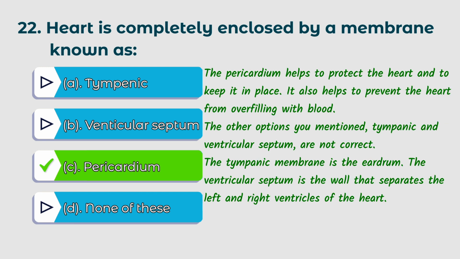The pericardium helps to protect the heart and to keep it in place. It also helps to prevent the heart from overfilling with blood. The other options, tympanic and ventricular septum, are not correct. The tympanic membrane is the eardrum. The ventricular septum is the wall that separates the left and right ventricles of the heart.